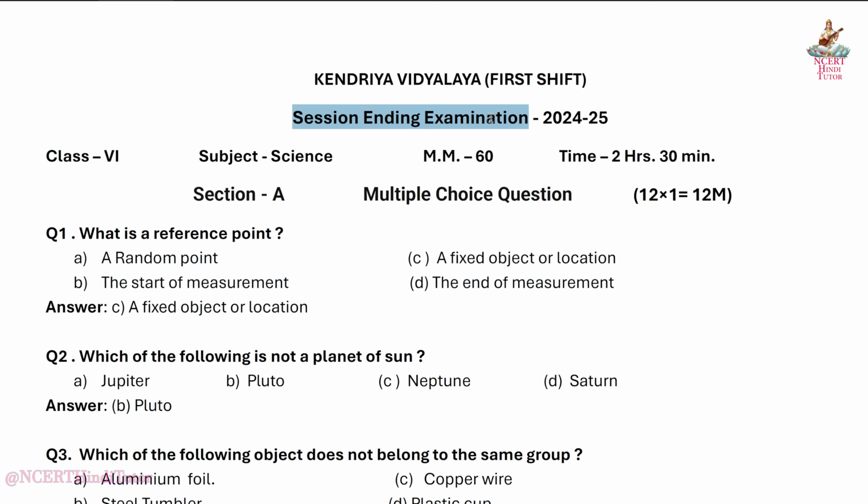Session ending examination, class 6, subject science, maximum marks 60, time 2 hours 30 minutes. Section A, multiple choice questions carrying 1 mark each. Question 1, what is a reference point? Answer C, a fixed object or location.